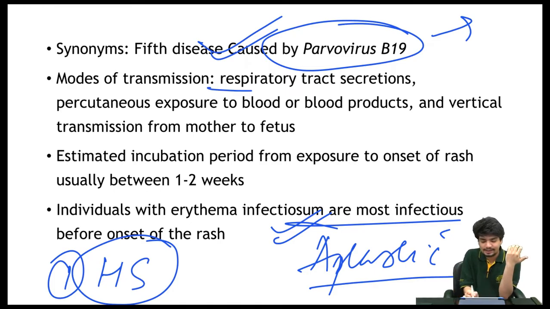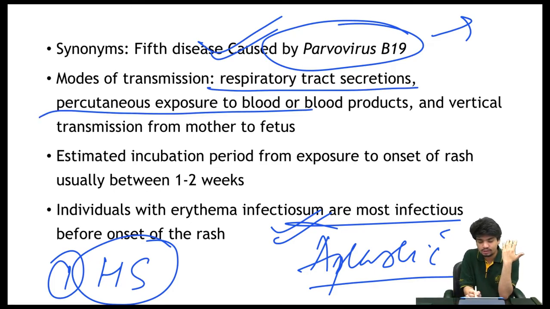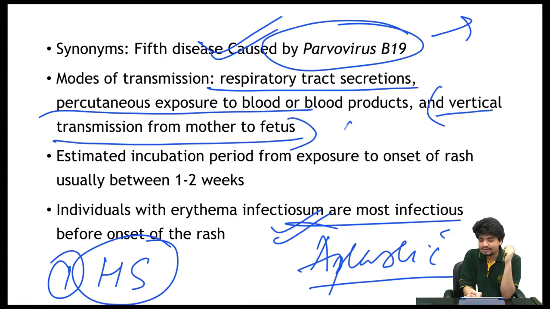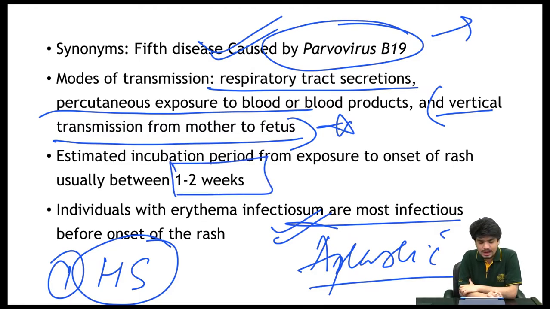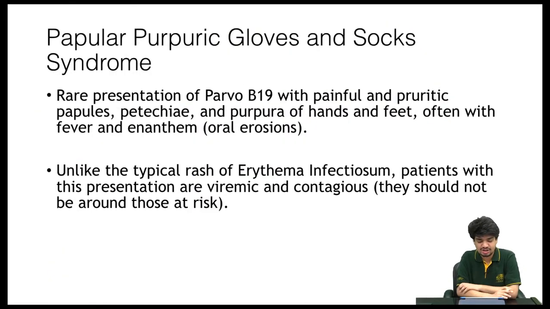How it spreads: respiratory tract secretions, percutaneous exposure, or vertical transmission from mother to fetus. I'll explain to you later why this vertical transmission from mother to fetus is important. The incubation period is 1 to 2 weeks, and the child typically has a fever and then a rash.